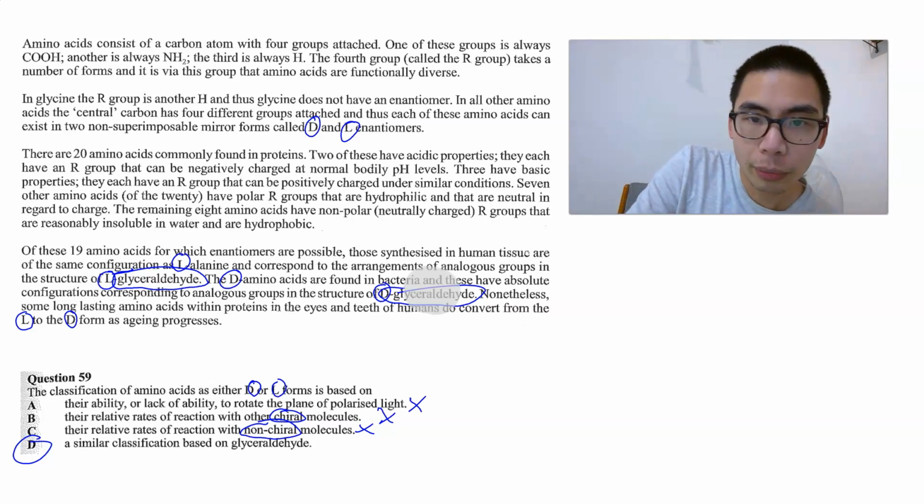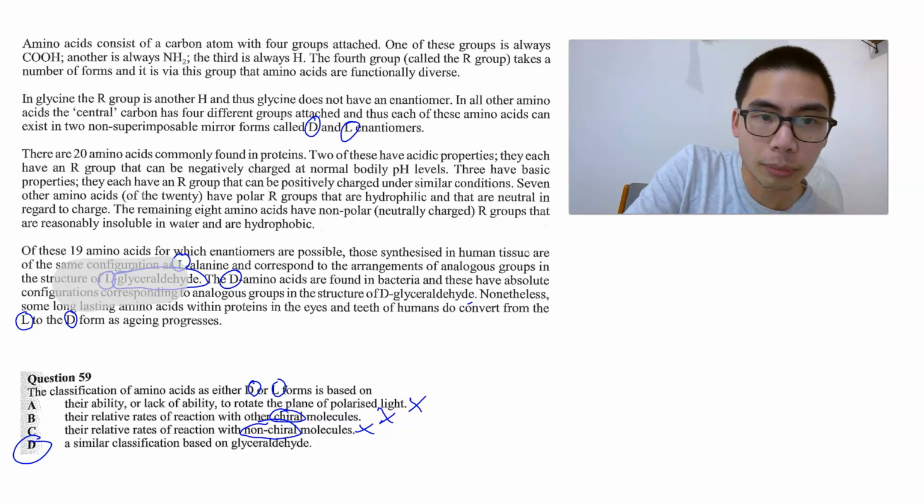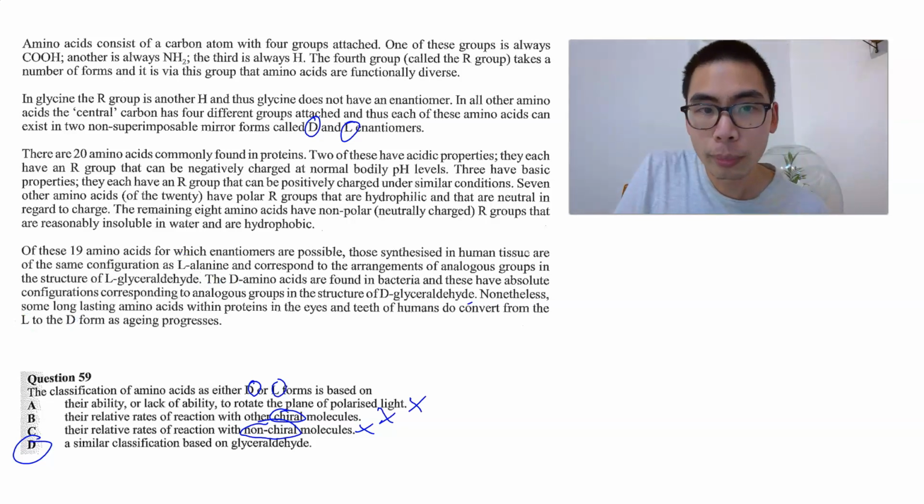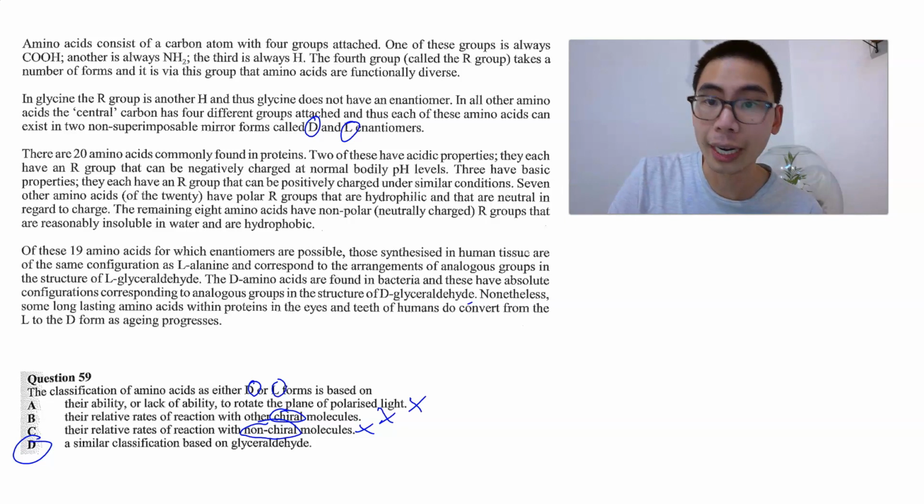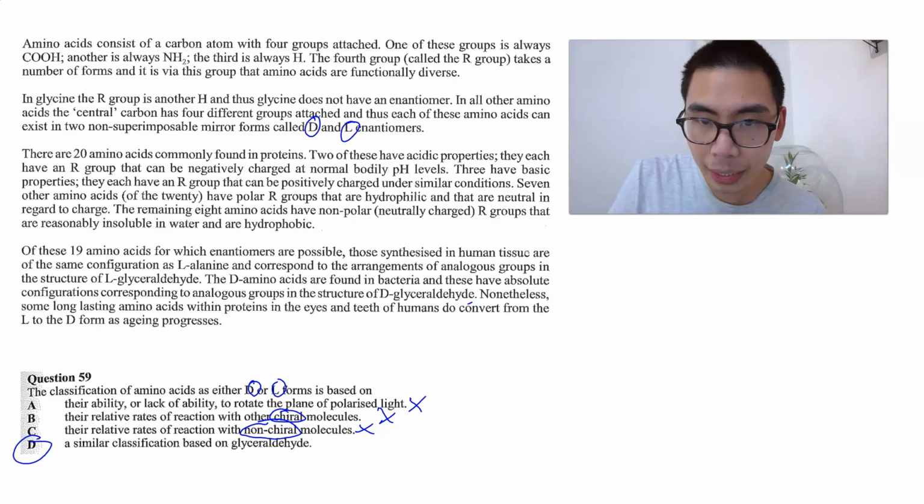I'm just going to get rid of this annotation so we can read it a bit more carefully. Remember, the fact that D and L pops up a lot in the 4th paragraph could have been good reason for us to hone in on that and read it. Okay, so let's say we're reading it. Of these 19 amino acids for which enantiomers are possible, those synthesized in human tissue are of the same configuration as L-alanine and correspond to the arrangement of analogous groups in the structure of L-glyceraldehyde.